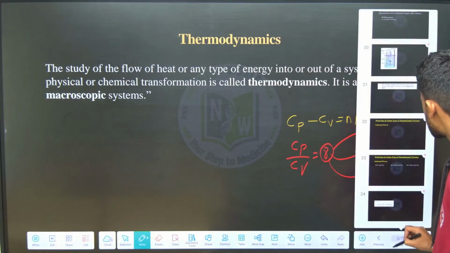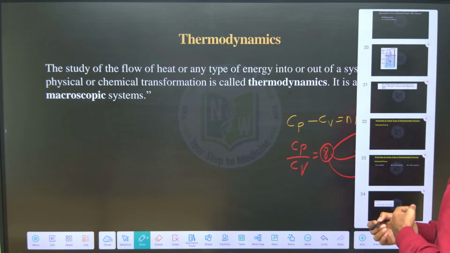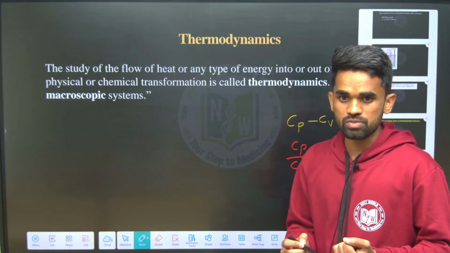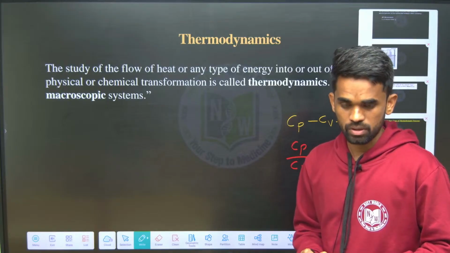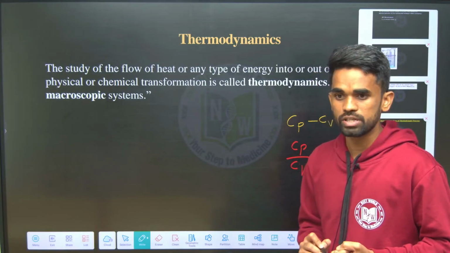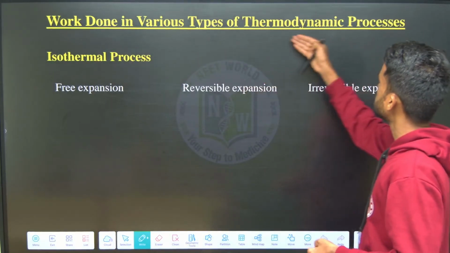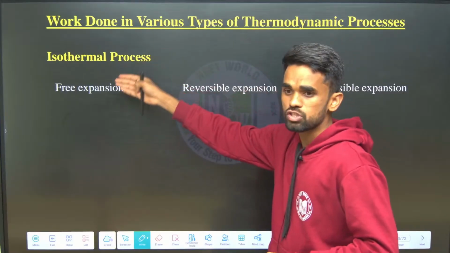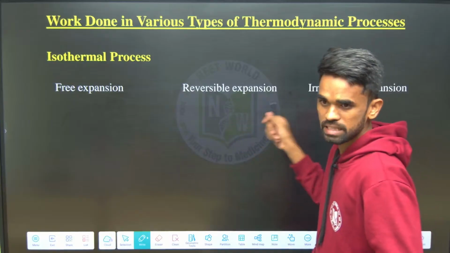Today we will be discussing work done in different thermodynamic processes, like the isothermal process and the adiabatic process. So what is the work done in those processes, that is what we need to discuss today. So work done in various thermodynamic processes. One is the isothermal process. Here we have three types again, and we will be discussing these three types.